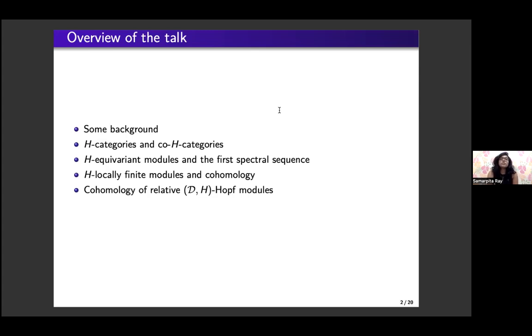Basically, we use this method of categorification, which was the celebrated picture of B. Mitchell, who proposed a method of categorification called the ring with several objects viewpoint. I will recall that, and then I will be ready to define H category and co-H category, and the modules that I'm interested in, and the cohomology then.